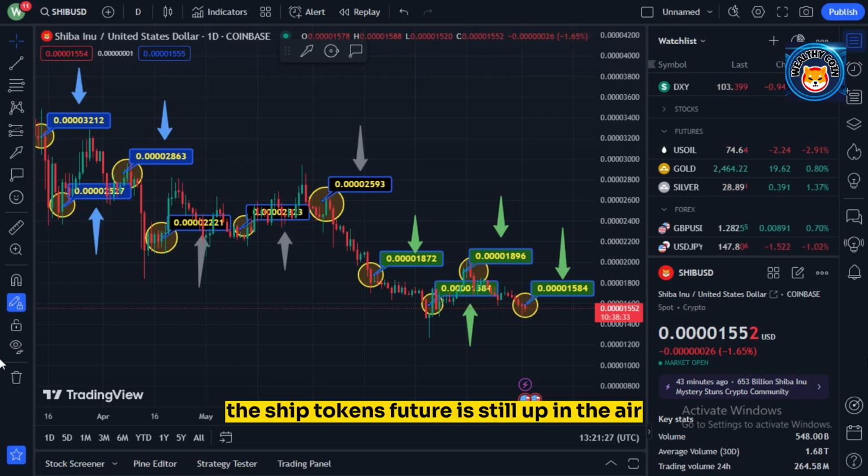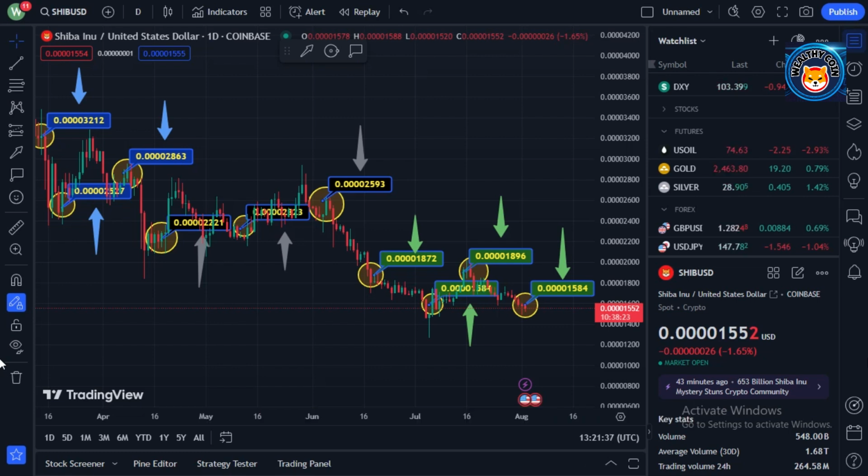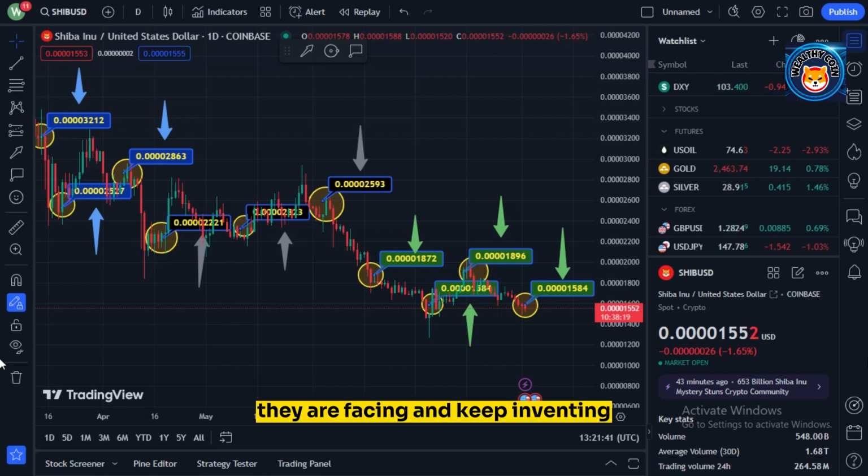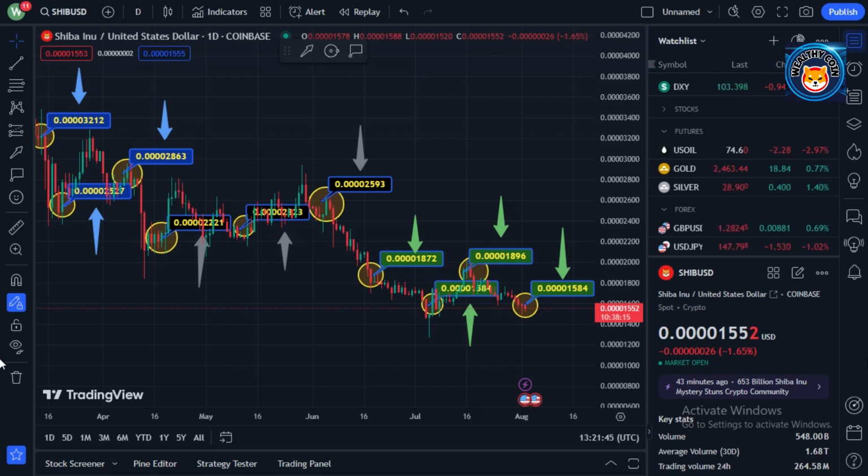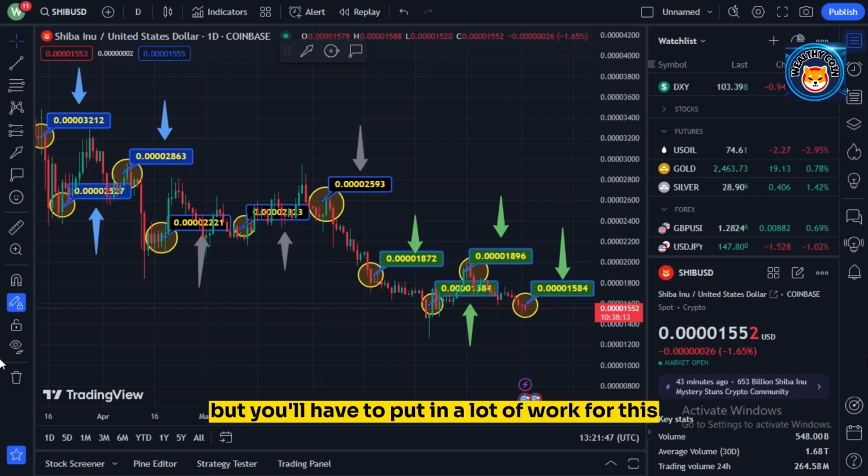The Shib token's future is still up in the air, even if its burn rate has just decreased. Both the project's continued success and its eventual oblivion from the cryptocurrency scene are within the realm of possibility. If the founders of Shib are able to overcome the obstacles they are facing and keep inventing, the token's popularity might see a comeback. But you'll have to put in a lot of work for this. Funding and a well-defined plan for the project's progression.